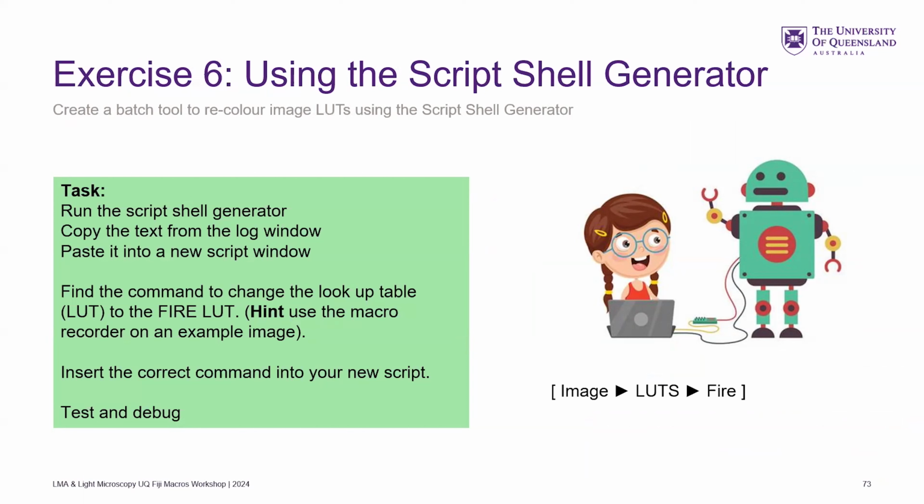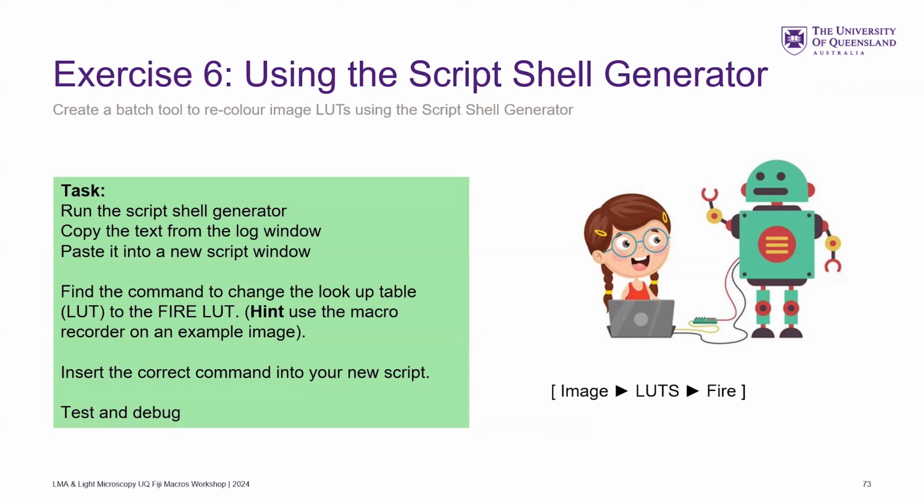So have a go at running the script shell generator, and you're welcome to keep this and use it. I think I say here, just do something basic. So like, get the script to run the generator, fill in the text box, paste that script into a new script window, and then maybe replace one of the commands to just open the image file and change the lookup table. So, if you want to make it purple for fire.